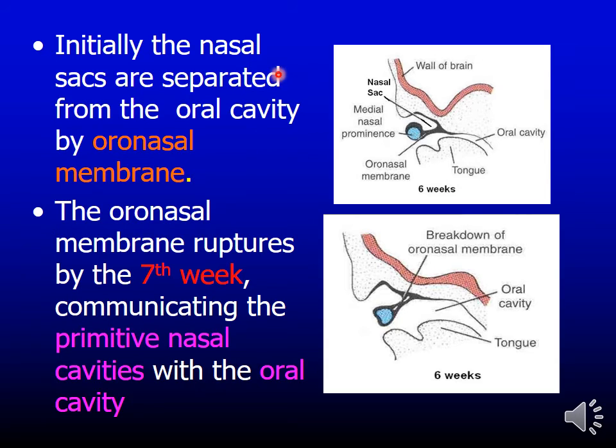At the beginning, these nasal sacs are separated from the oral cavity. This is the oral cavity. These are nasal sacs. They are separated by this oronasal membrane. As you can see, this membrane separates the nasal sac from the oral cavity. This membrane later on ruptures at about the 7th week. Here is the tearing or rupturing of this membrane. This will lead to the joining or communication between the primitive nasal cavities and the oral cavity.